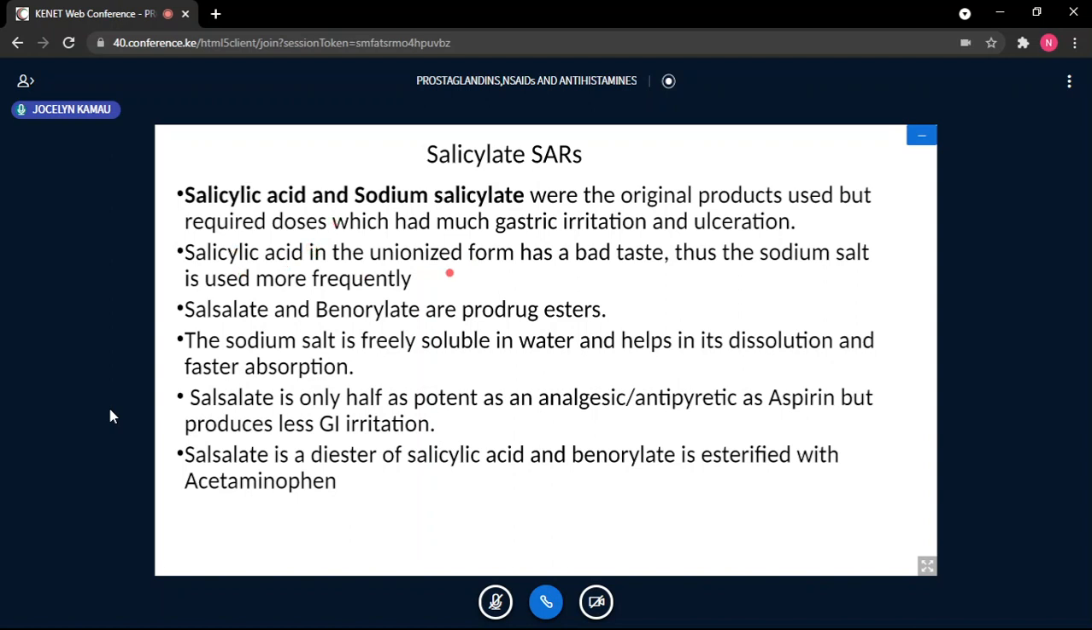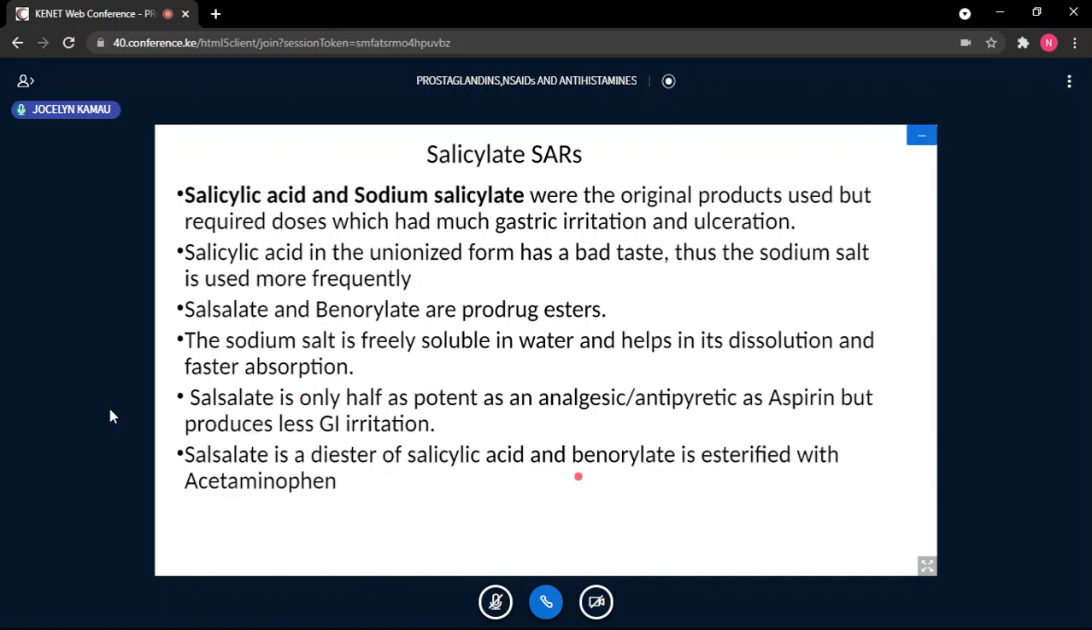Again, as I said, it has a bad taste, and therefore you derivatize it as a sodium salt. Salsalate and benorilate are prodrug esters. We have looked at that. The sodium salt is freely soluble in water with faster absorption. Salsalate is only half as potent as an analgesic or antipyretic as aspirin, but produces less GIT irritation because of the esterification.